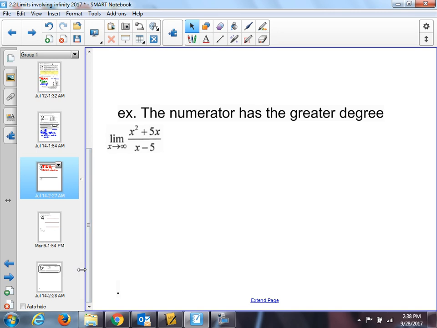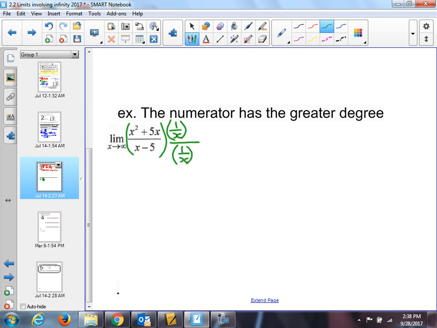The numerator has the greatest degree. We're still going to use the same method, and you'll see in this one, there's no shortcut. So approaching positive infinity, 1 over x. We've got to use that, because we choose from the denominator always. This is the one where people are tempted to do it wrong. So, what do you know, Joe?